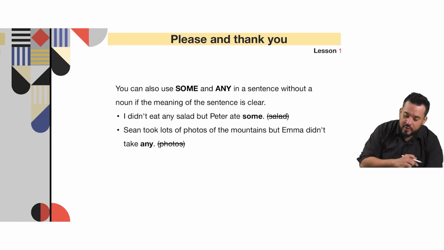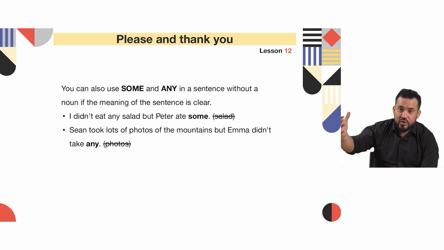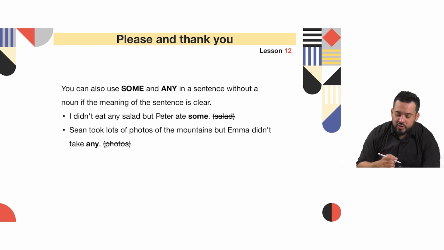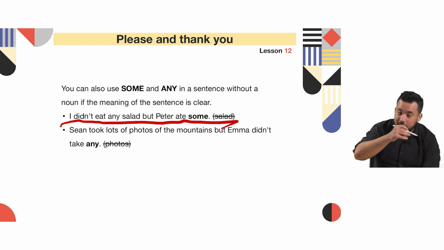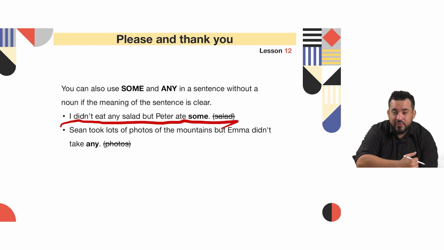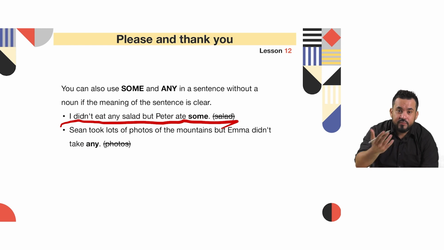Negative, uncountable. All right. Now, we can use some and any in sentences without a noun. What does that mean? That means if the noun is clear, we know what we're talking about, we don't need to use the noun. In this case, I didn't eat any salad, but Peter ate some. It's clear that we're talking about salad. We don't need to say salad again. So I didn't eat any salad, but Peter ate some. I didn't have any water, but Jane had some. We don't need to repeat the noun because it's obvious.